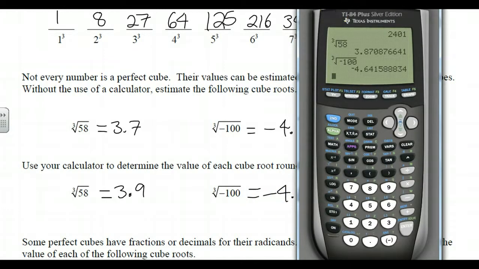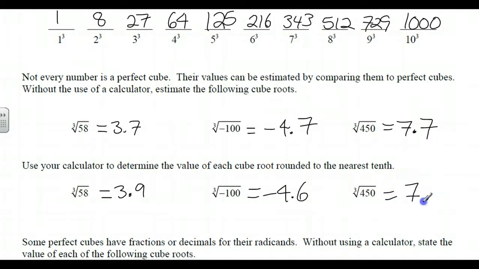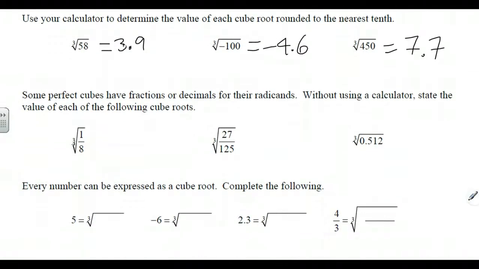And the cube root of 450. So again, I got 2 choices, right? I can go math 4, cube root, and then 450, and hit enter, and we get 7.7. Nice, good guess. Off by a couple of tenths here, right? You're not going to be perfect. And again, we're just guessing, so for estimation purposes.